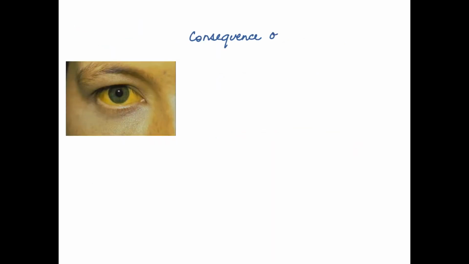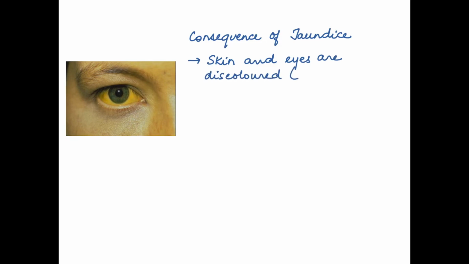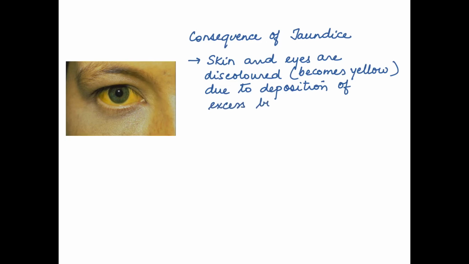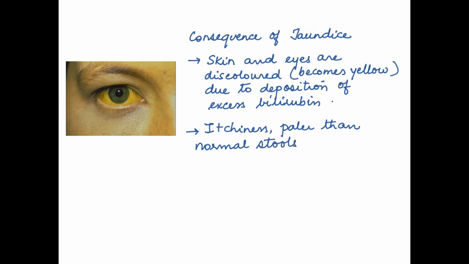Now what are the consequences of jaundice happening? The consequence is that the skin and the eyes become discolored. When we say discolored, they become yellowish in color. This is due to the bilirubin that gets accumulated or deposited in the blood. It is not only deposited in the blood, it is also deposited in the tissues, because of which the skin and the white of the eye also become yellowish in color.